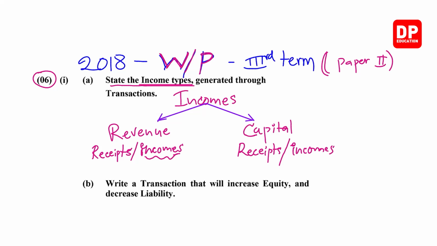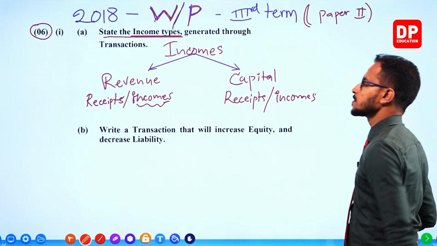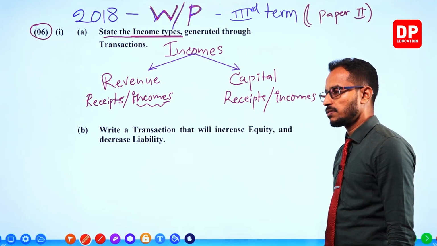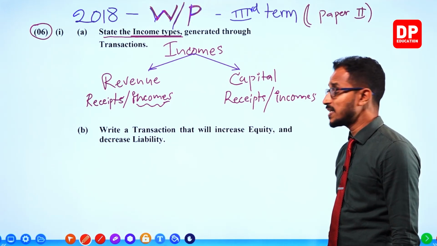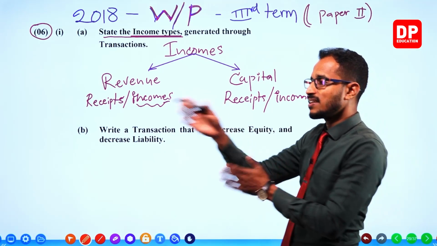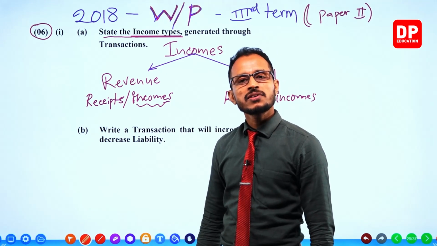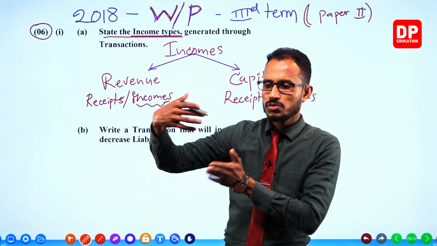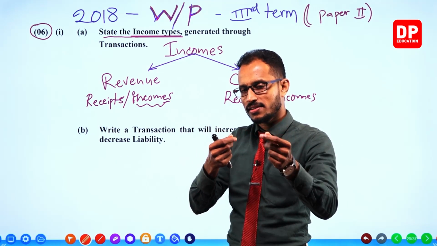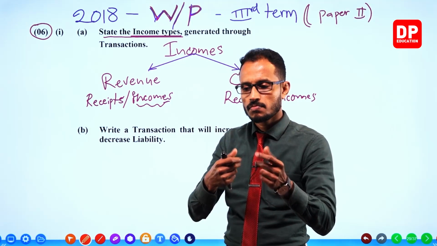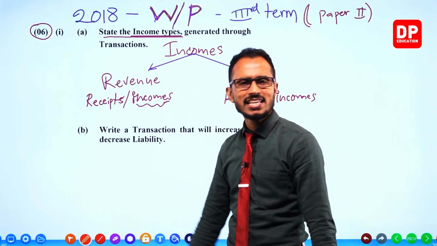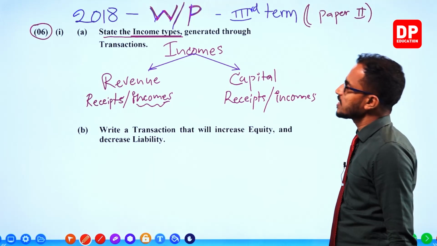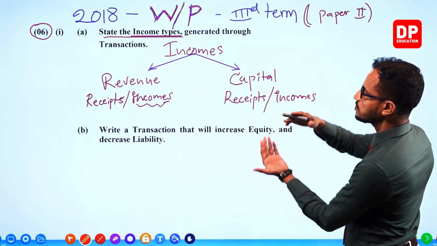But capital incomes are occasionally happening. These are the incomes generated by selling non-current assets of the business, like a building or a land which belongs to the business. You can sell that land and earn a substantial amount of money. That is also an income, but they don't happen very regularly. Those are capital incomes. That's what they're asking. If they're asking that, this is the answer.